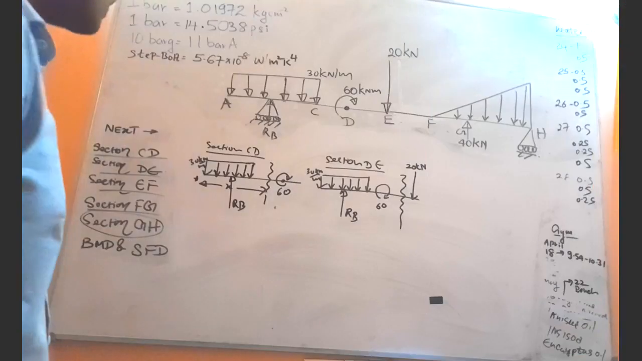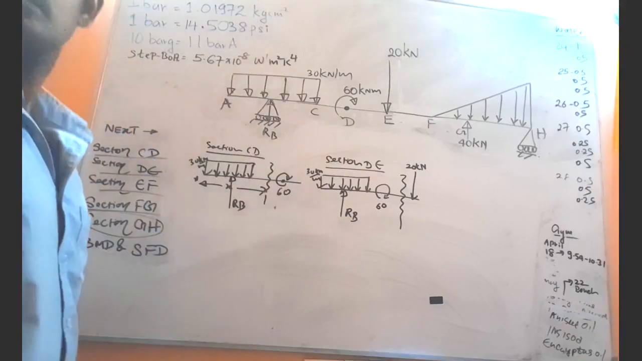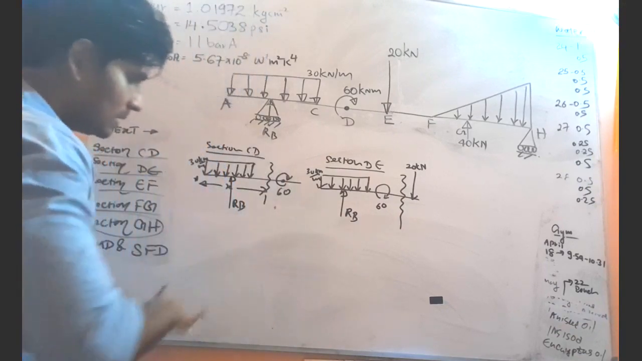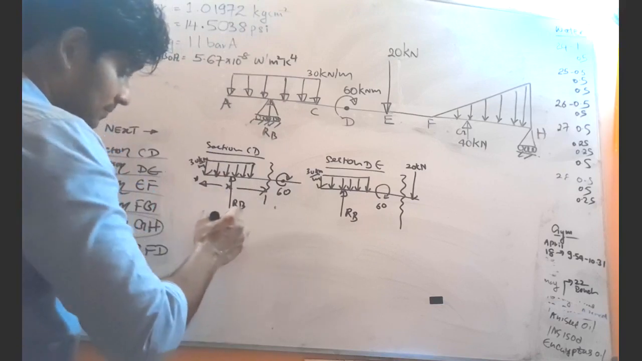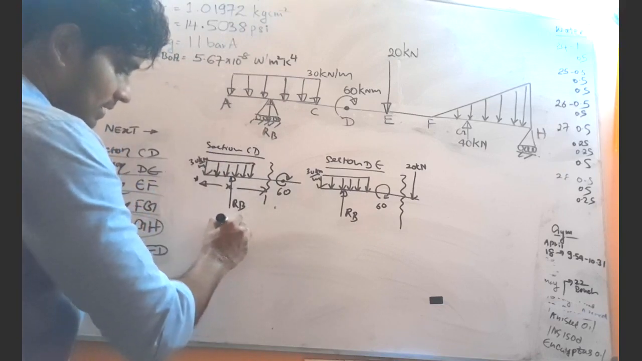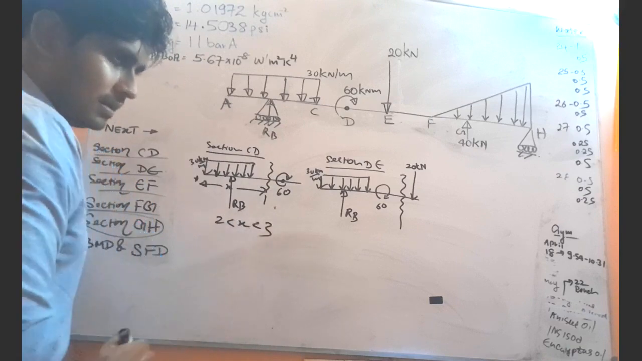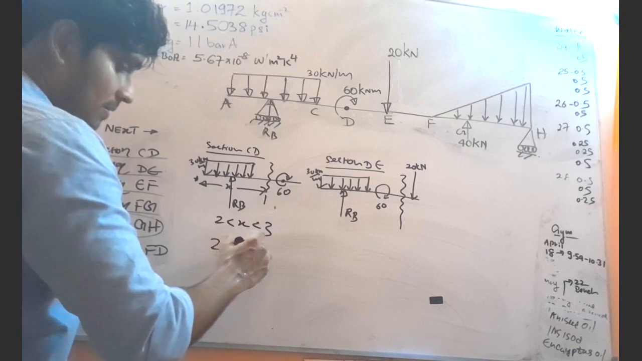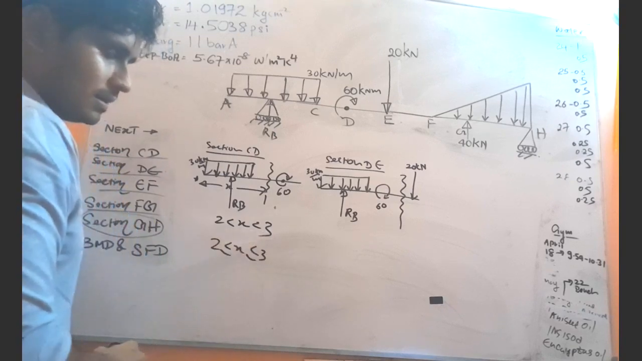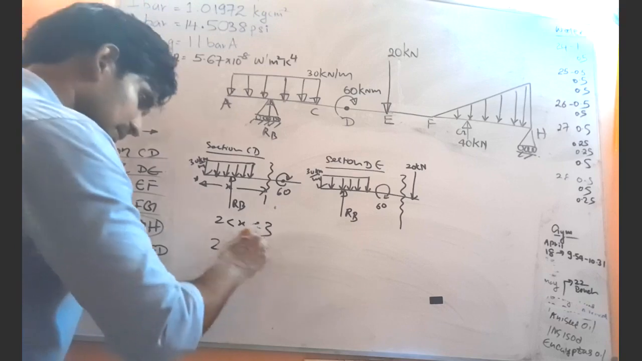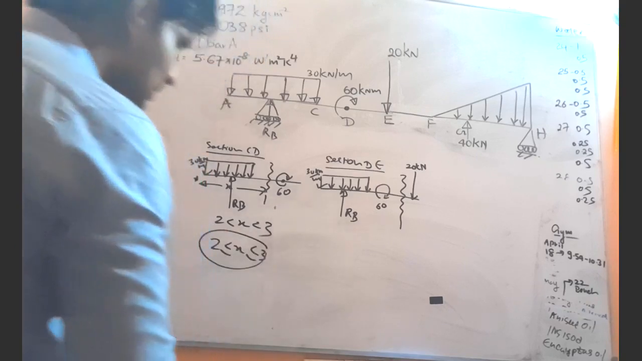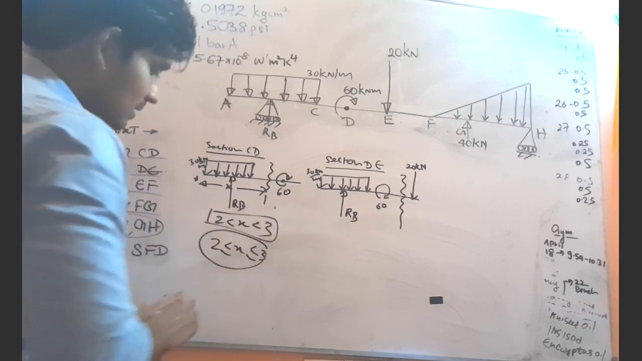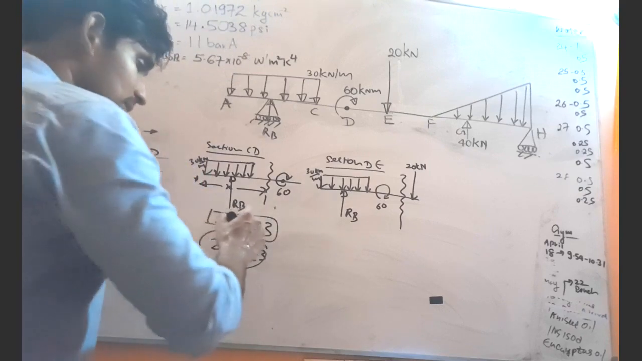Okay, so now the next section is section CD, right? When you consider the section CD, we define it in such a way that 2 greater than x lesser than 3, right? But sometimes we say 2 greater or equal x lesser or equal 3. But actually this equation is valid when we write it like this, not actually when x equals 2 and not when x equals 3, right?